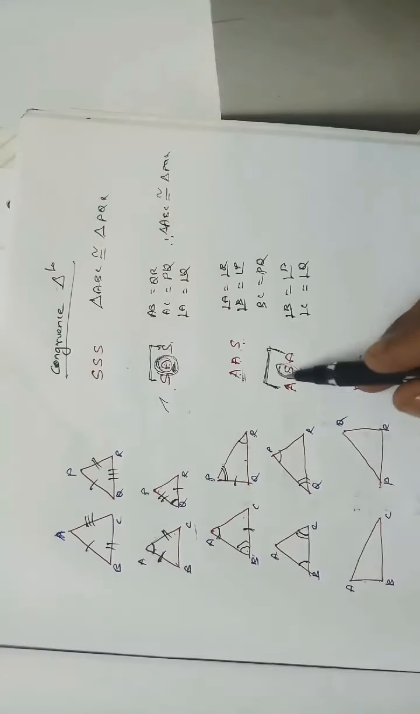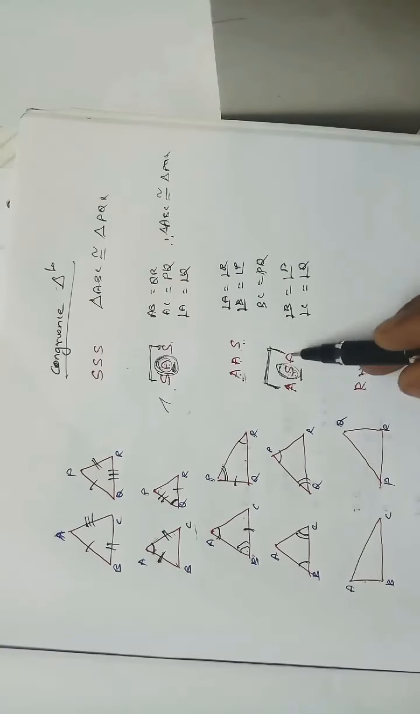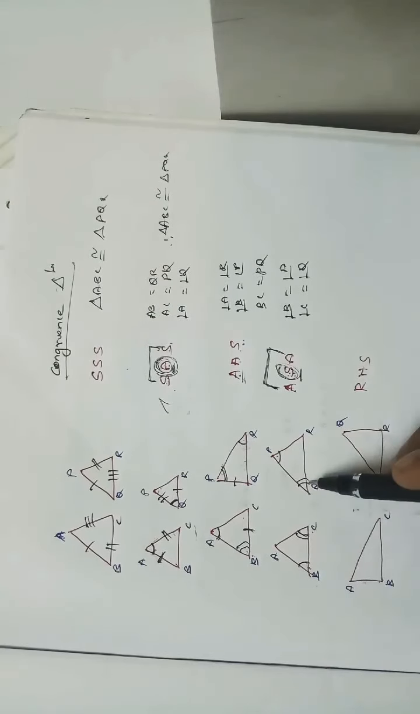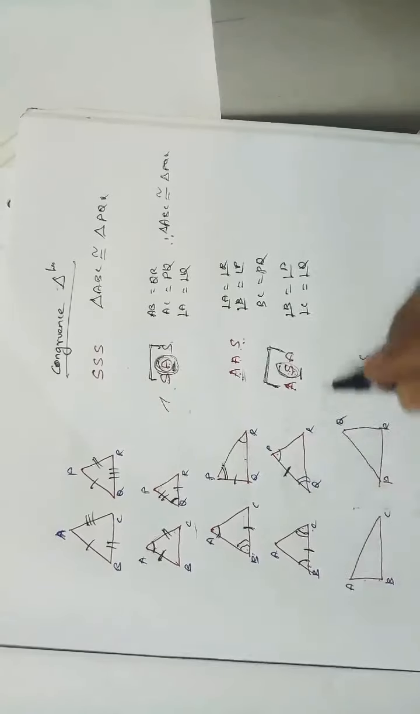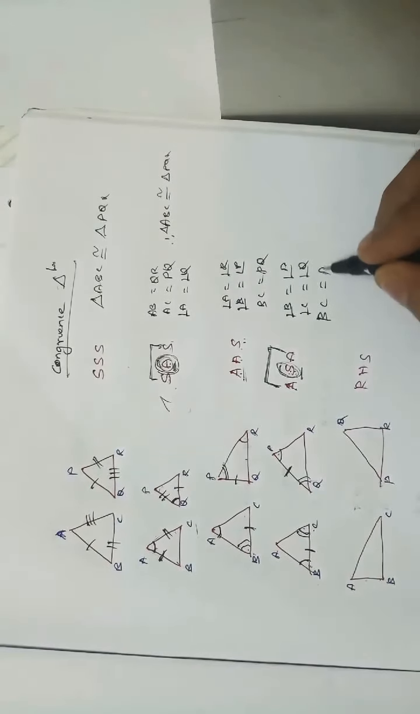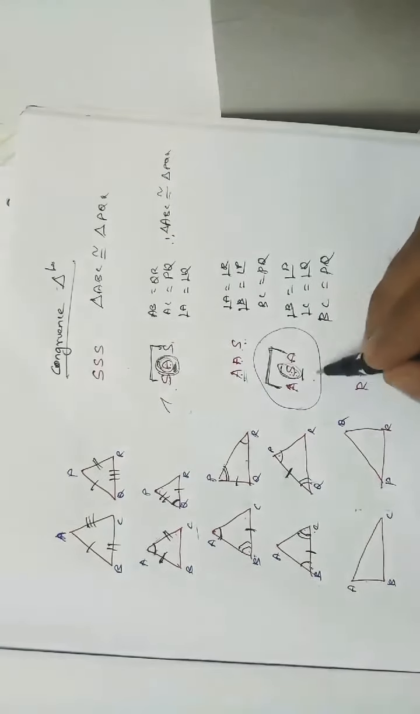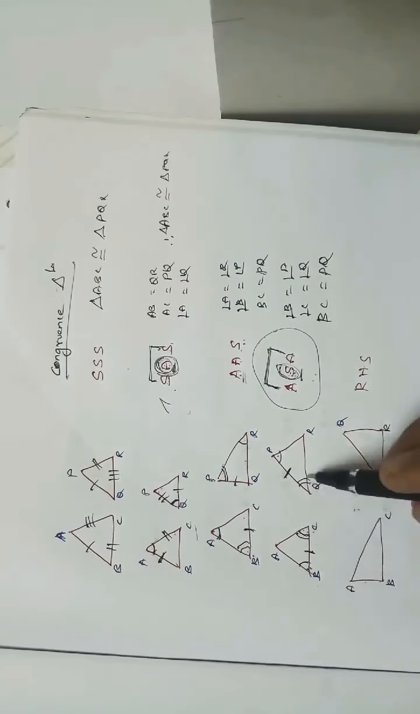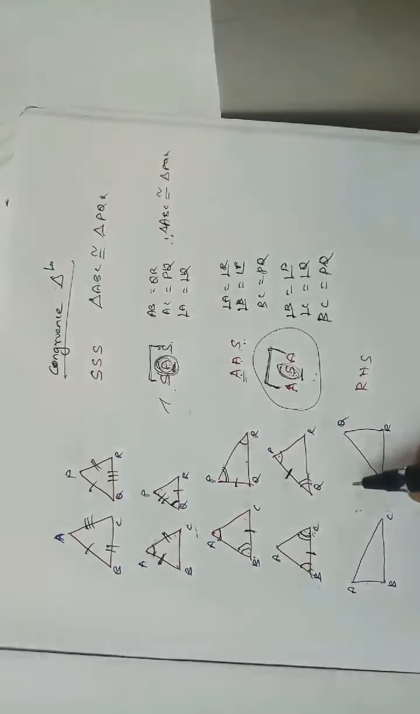Side means the side included between the two angles. Here, which two angles are equal? Angle B and angle P, angle C and angle Q. The side in between the two is BC, which is equal to PQ. Then only it will be satisfied, and by angle side angle, these two triangles are congruent.